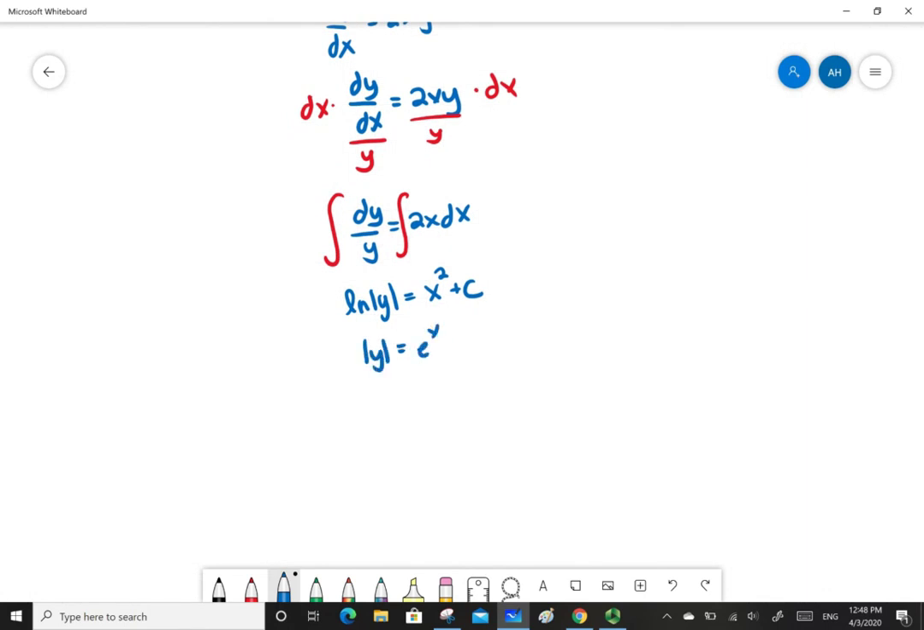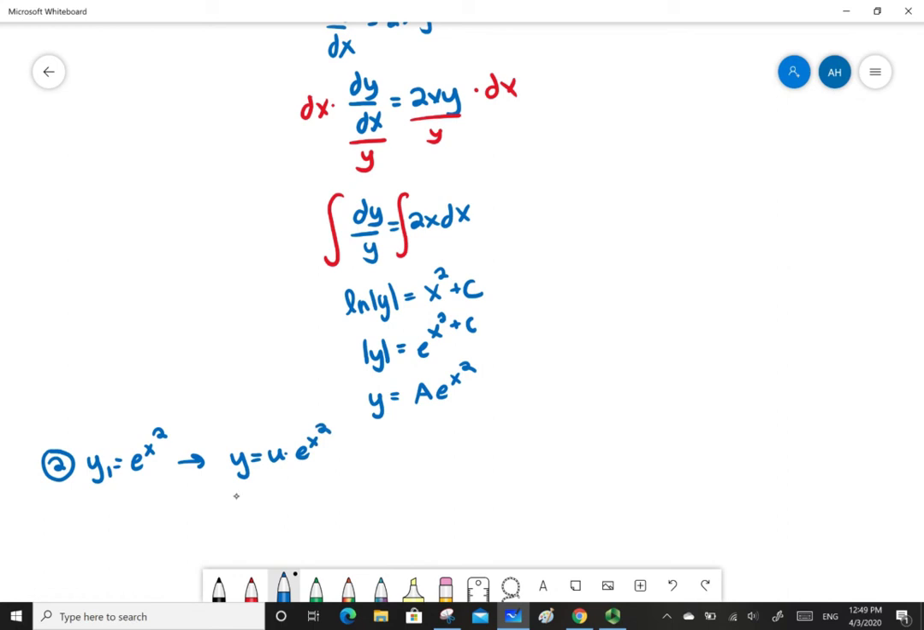The absolute value of y is e to the x squared plus c, so y is a e to the x squared. That's our complementary solution. Again, our simplest choice for y1 is y equals e to the x squared. So we'll substitute y equals u times e to the x squared into the original equation.